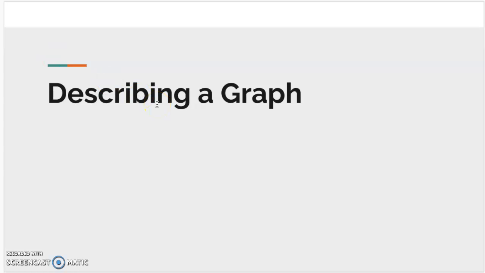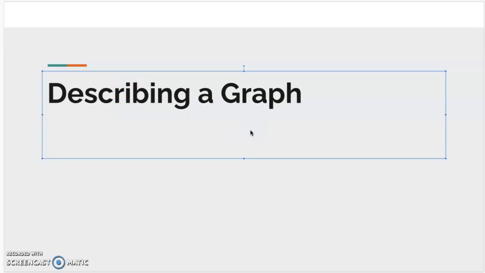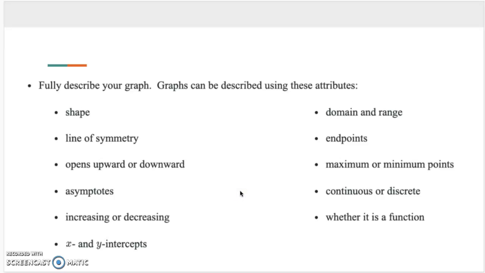Today we're going to be looking at describing a graph. There are many things that you need to know when describing a graph. Here is the list. Please take a second to pause this video so that you can write down this list. You'll also have this list included in all the assignments we do so that way you won't miss any pieces. But you need to know how to include all of these in your graph description.